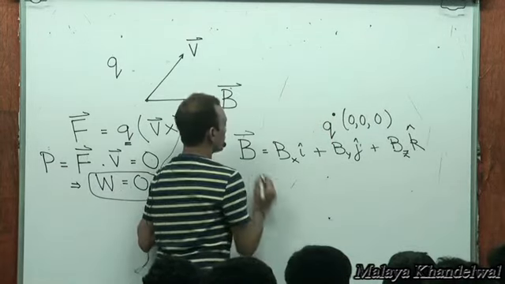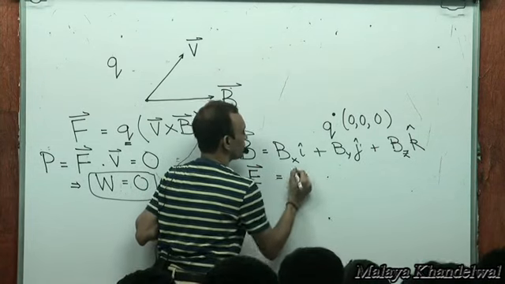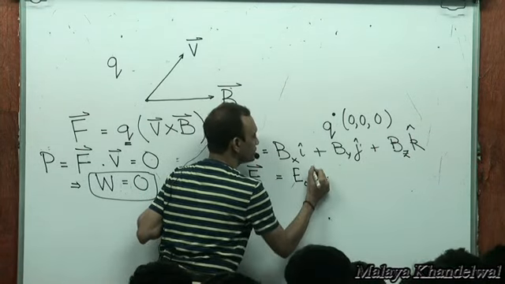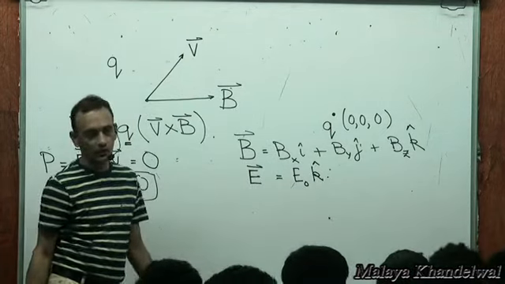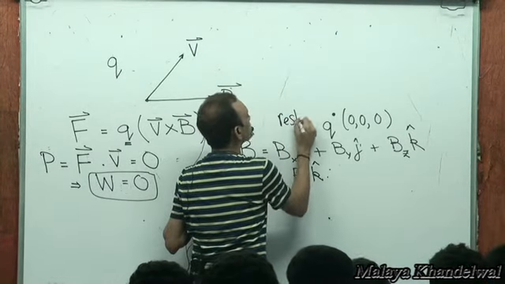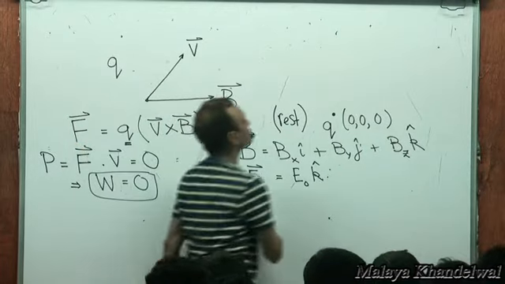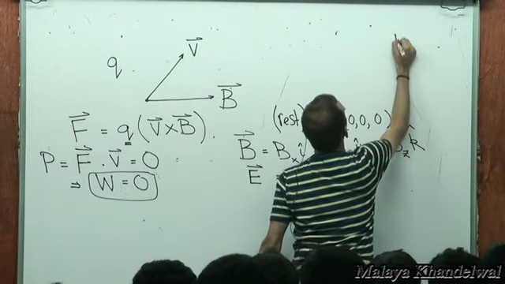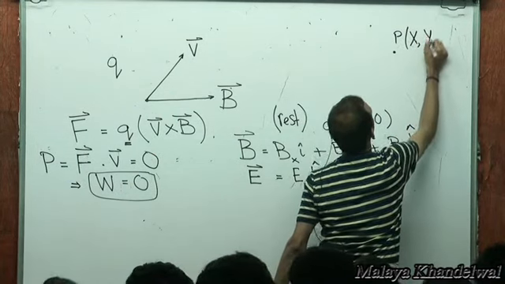And it is exposed to an electric field E, which is say E naught, where E naught is a constant, in the k cap direction. And this particle starts from rest, and in a complicated manner, after a while, it moves to a point P with coordinates x, y, z.